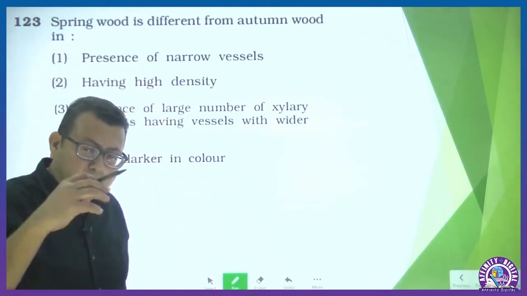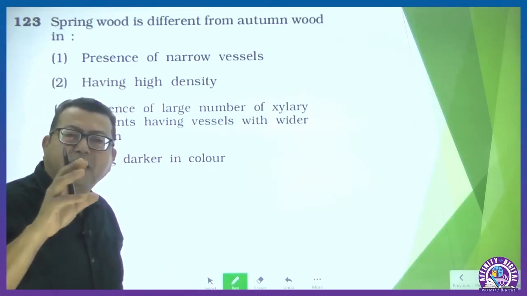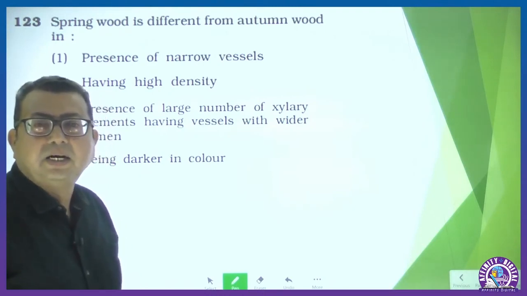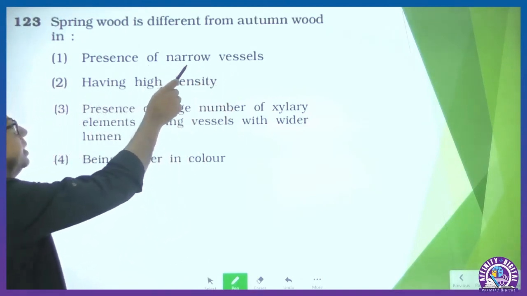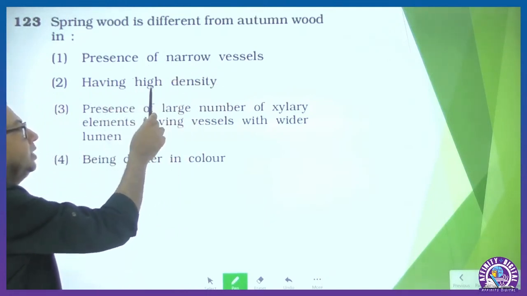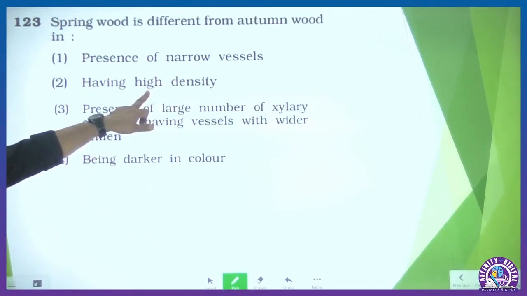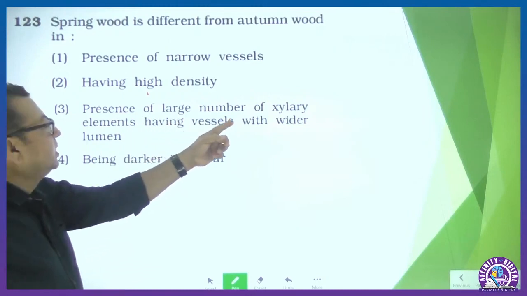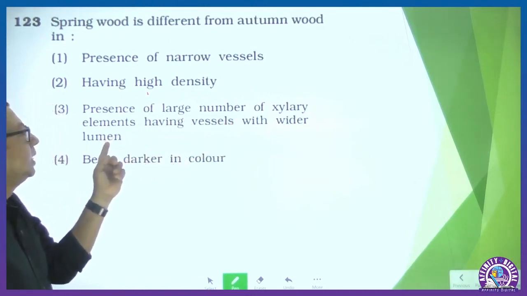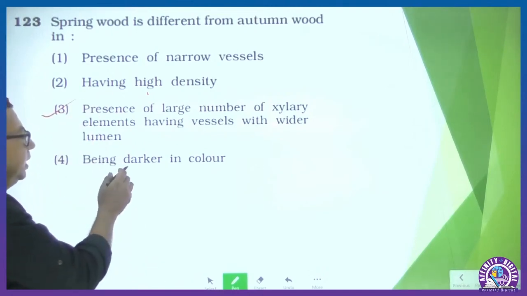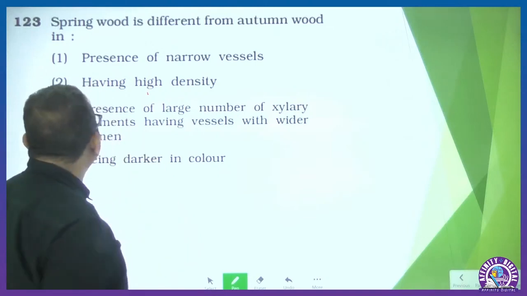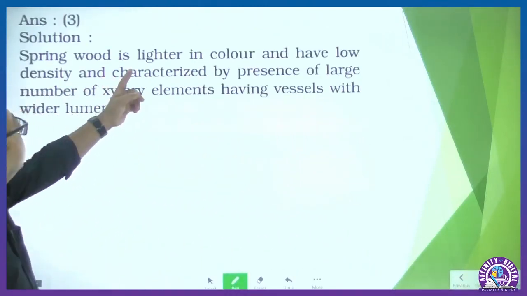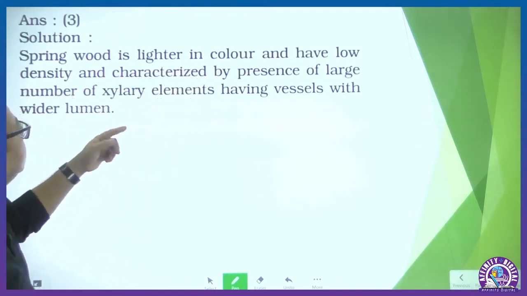And here density: in springwood, number of cells per unit area is less. That is why density is less. Okay. So answer, presence of narrow vessels, no, wide vessels hona chahiye. Having low density or high density? Springwood is having low density, and presence of large number of xylary elements having vessels with wider lumen. Ye hoga answer. Or being lighter in color hona chahiye ya darker? Lighter hona chahiye, isliye ye answer nahi hai. So answer for question number 123 is option number 3. So you have lighter in color, low density, and characterized by presence of large number of xylary elements.